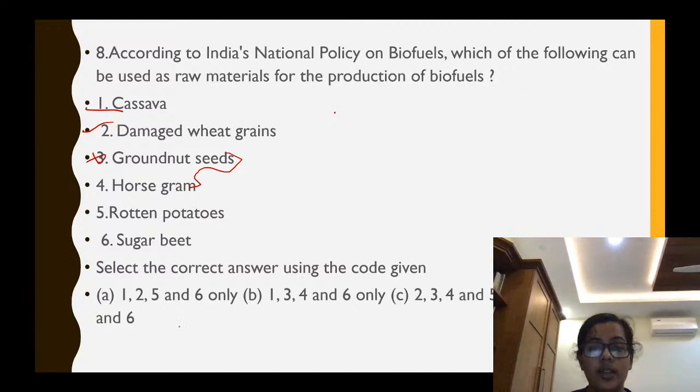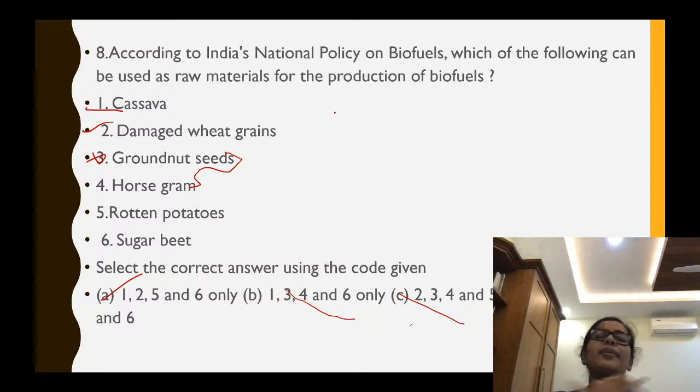Eliminated three. Since we eliminated three, you can directly eliminate the options with it, and you can opt for 1, 2, 3, 5, and 6. Simple funda. Always think before you answer it.